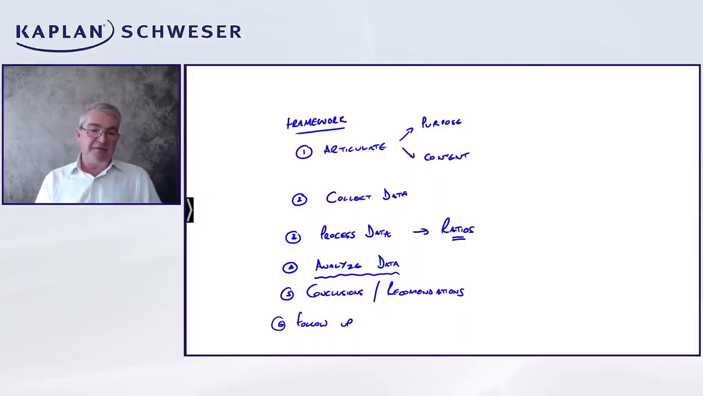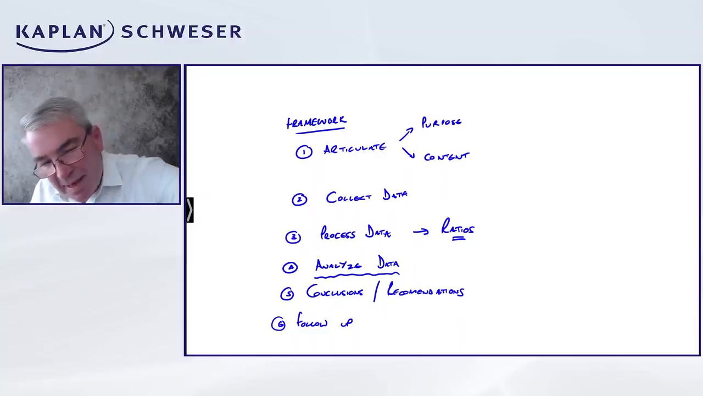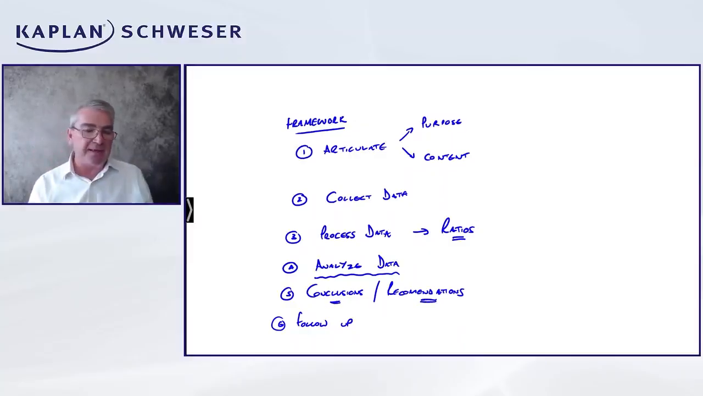Then move to step 5, make your conclusions. So if it's an equity analyst report, is it a buy recommendation? Is it a sell recommendation? Is it a hold recommendation? If it's a credit rating, what are we going to attach? What credit rating is going to be attached? And of course, we make our conclusions and recommendations at this step.